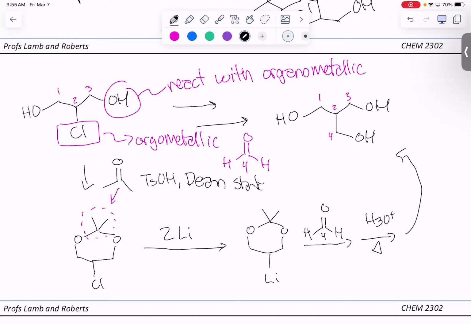Right, so previously we protected a ketone with a diol. Here we're protecting a diol with a ketone. You can do either one, because at the end of the day, it depends on what you want at the end.